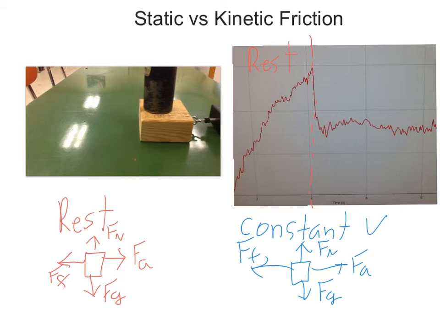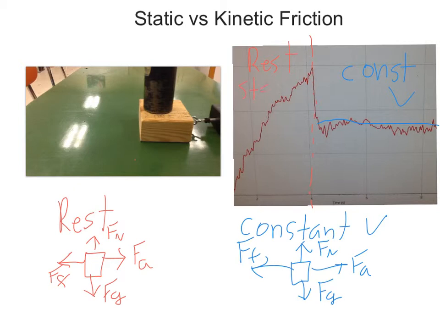However, if we look at the graph that goes along with this scenario, we can see that when we're moving at a constant velocity, our frictional force dramatically dropped off once the object began moving. What this is telling us is that friction doesn't behave the same when an object is at rest versus an object that is moving. And that means there are actually two types of friction: static and kinetic friction.